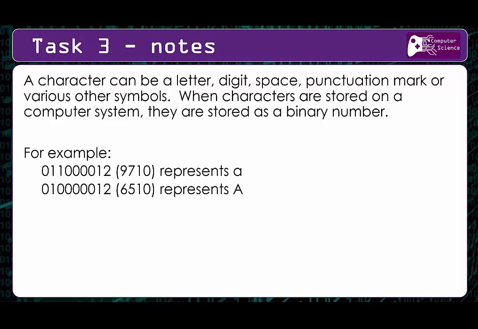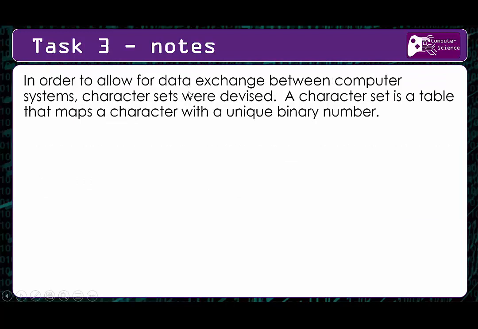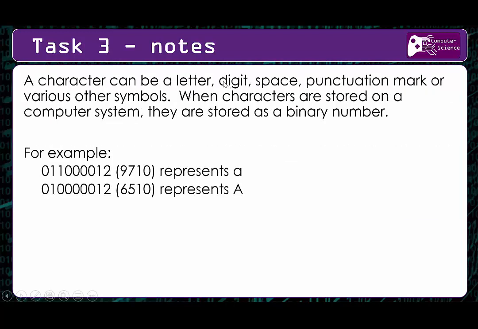When we're talking about characters in a computer system, we're talking about any letters, so uppercase letters, lowercase letters, A to Z, etc. It could be a digit, so a 0 or a 7 or a 9, etc. It could be a space, so if you press the space bar on the keyboard. It could be a punctuation mark, full stop, etc., or various other symbols, slash, @ symbol, hash, etc. When characters are stored on a computer system, they need to be stored as binary numbers. Remember, everything in a computer system is actually stored as ones and zeros.